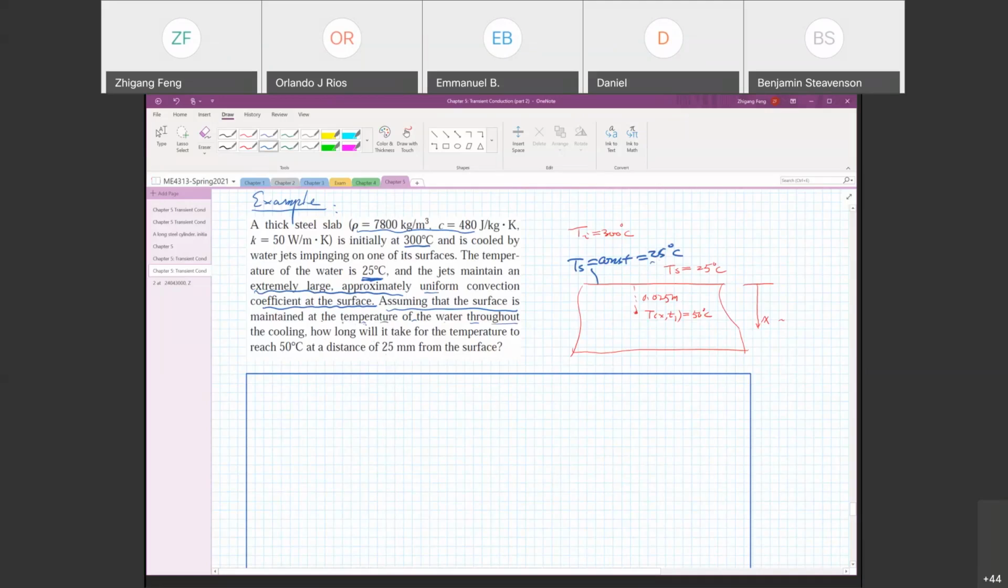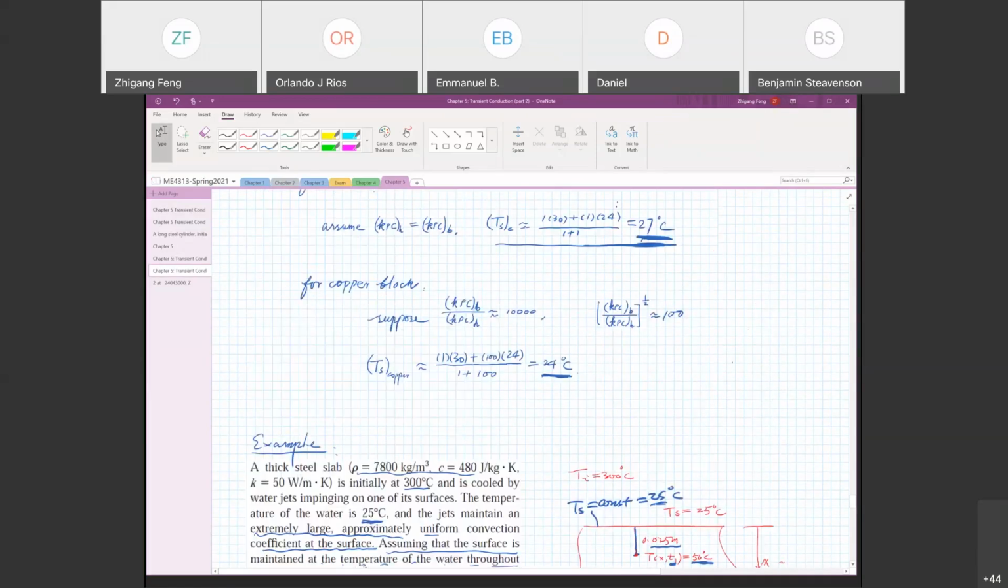How long will it take for the temperature to reach 50 Celsius at a distance 0.25 meters away from the surface? The initial temperature everywhere, T sub i, is 300 Celsius, very high temperature. And we use a low temperature water jet to cool the surface. Now the steel slab will start to cool down. And we want to know at 0.25 meters below the surface, when the temperature reaches 50 Celsius, what is the time required? Okay, so using the exact solution, let me copy the exact solution.